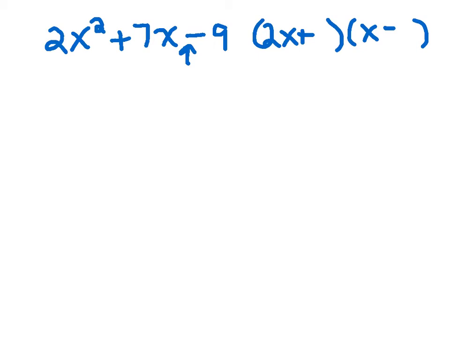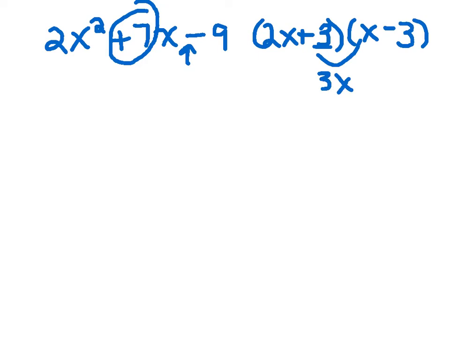So automatically, we're in a more difficult situation. We also know that 9 is not prime. So these two numbers could be 3 and 3, or they could be 1 and 9. I would guess, since this number is 7, they're probably not 1 and 9. They're probably going to be 3 and 3. So let's check our guess. This gives us 3x, and this gives us negative 6x.